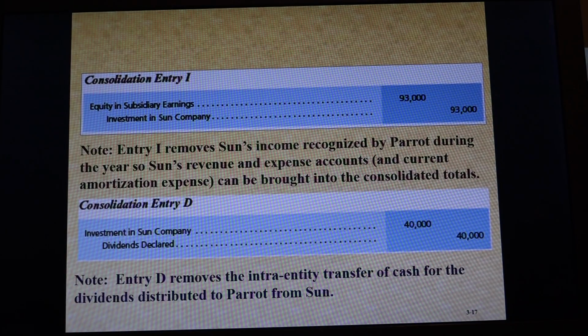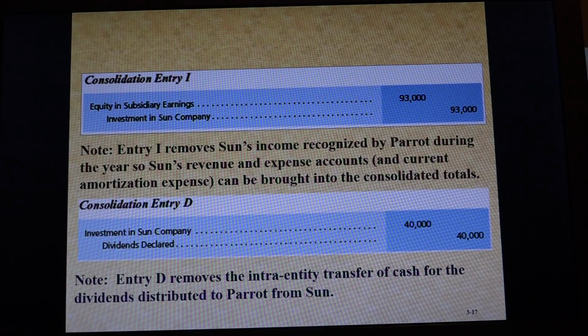And then consolidation entry D removes the intra-entity transfer of cash for the dividends. And so we increase investment in Sun Company and decrease dividends declared or dividends receivable or something. Or just plain dividends would do.